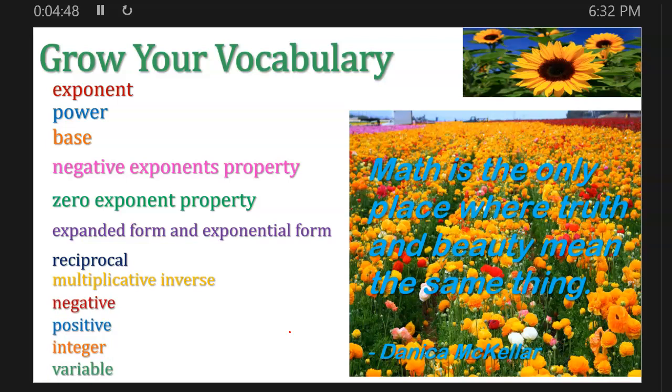Remember, integers are all whole numbers that are negative and positive with 0 in between. If you're looking at a number line, the positive numbers would be on the right and the negative numbers would be on the left. And variables are those letters that we use in algebra to describe quantities that are unknown.